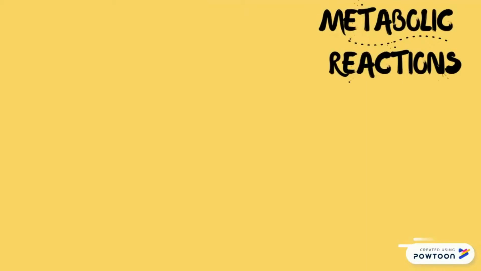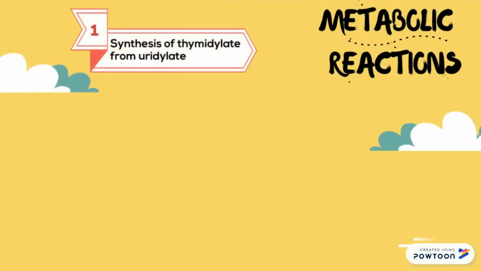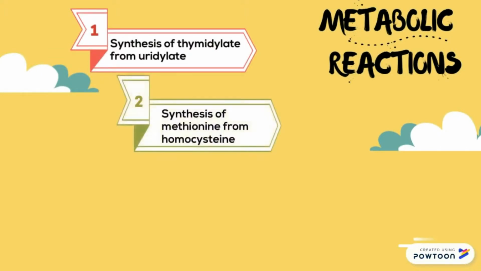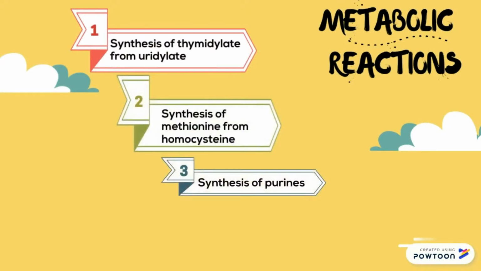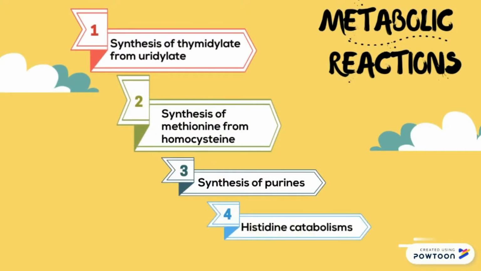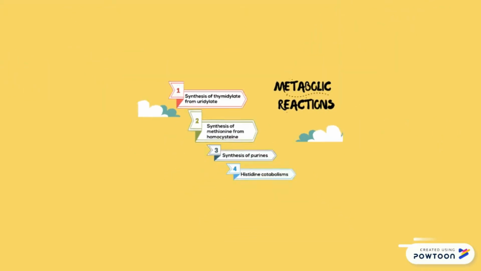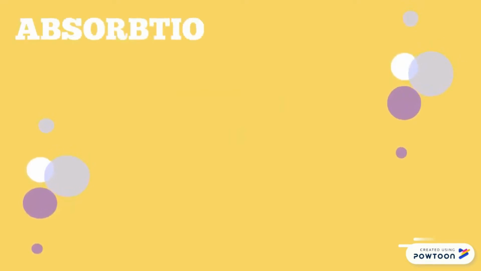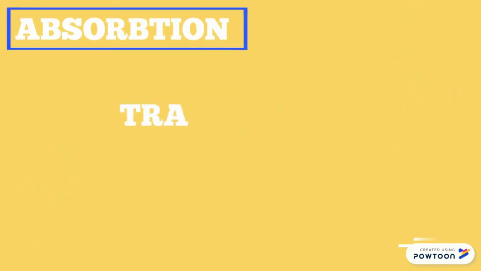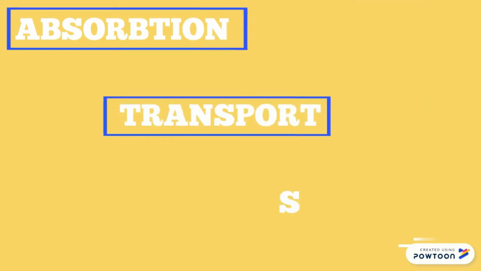Among the metabolic reactions involved is synthesis of thymidylate from uridylate. This is the most important reaction mediated by folate since it is necessary for DNA synthesis. Second, synthesis of methionine from homocysteine. Third, synthesis of purines. And fourth, histidine catabolism. These processes are divided into three, which are absorption, transport, and storage.